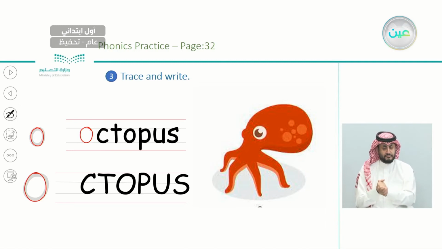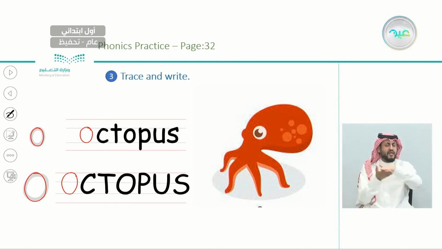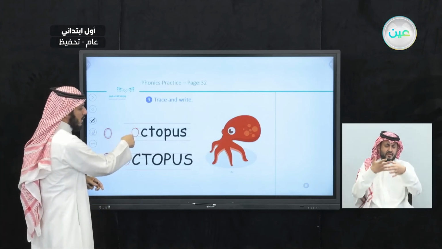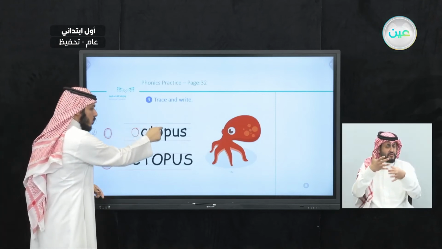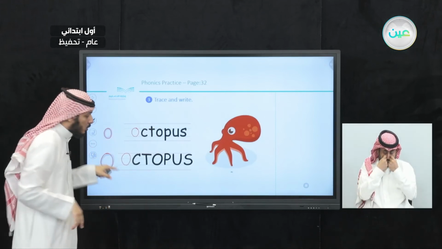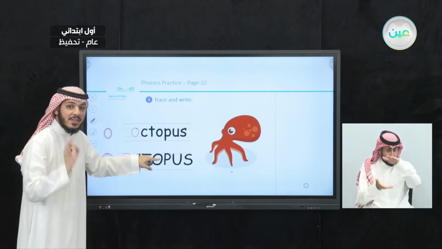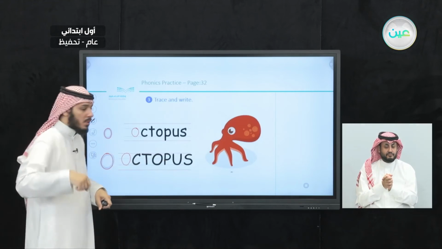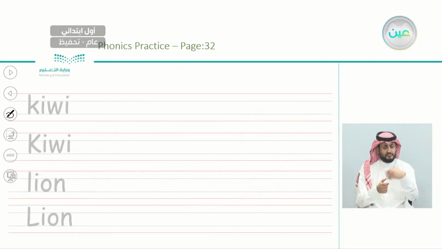Okay, now let's write it here. So O between number 1 and number 3. So all the capital letters start from number 1 up to number 3. But the small letters are different, okay? Sometimes from 2 to 3, sometimes 1 to 3, sometimes 2 to 4. So the small letters are what? Different. But all the capital letters are the same, okay? From 1 up to 3. Now, let's practice writing those words, okay?